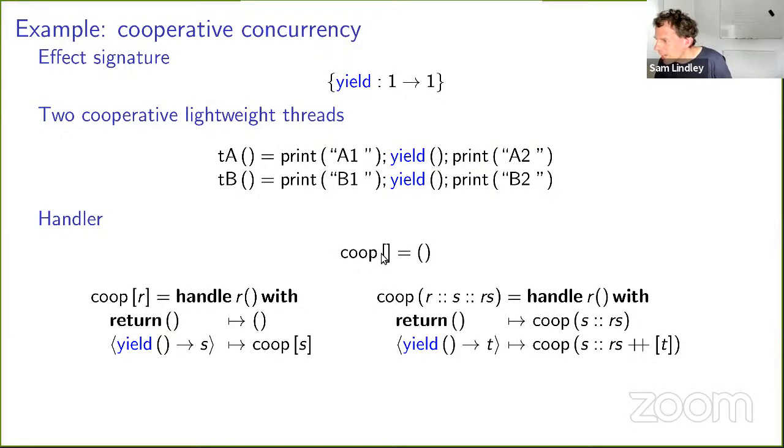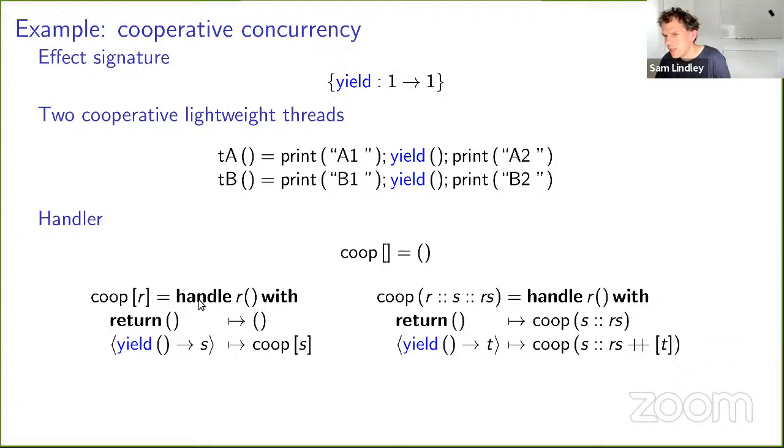But anyway, what's going on? This co-op function here takes a list of threads or resumptions, like the rest of the thread that remains to run. In the case that we have no threads to run, then we just return unit. If we have one thread to run, then we handle that computation. So we handle the resumption. We run it. And so it's a thing of type unit to unit.